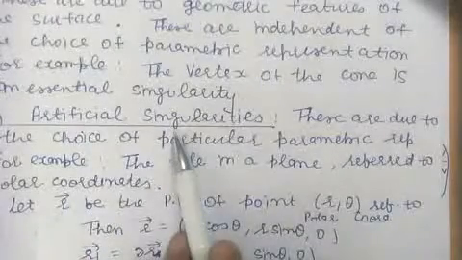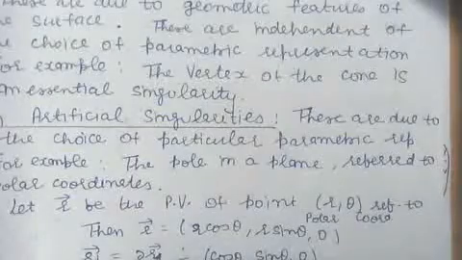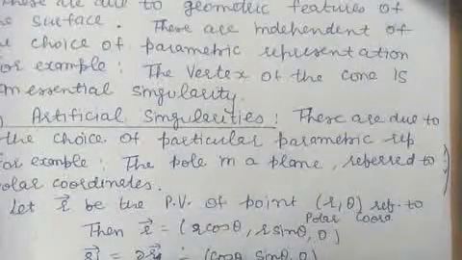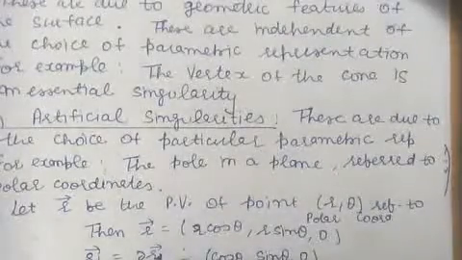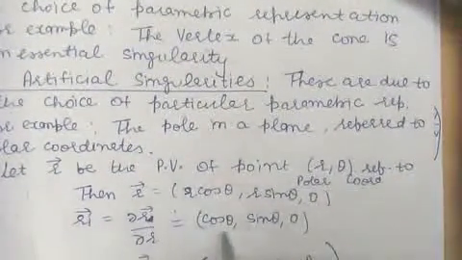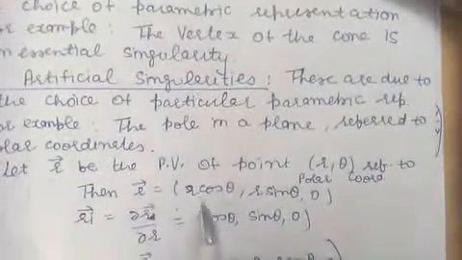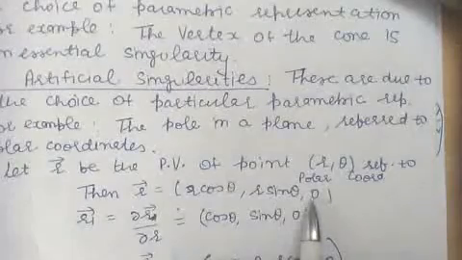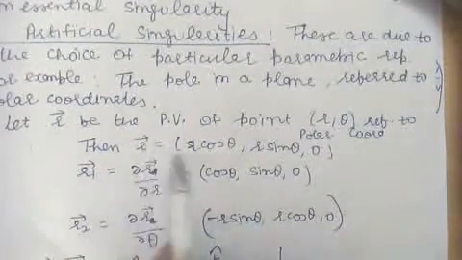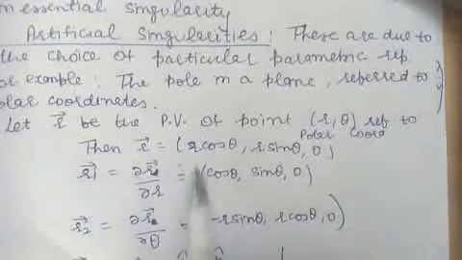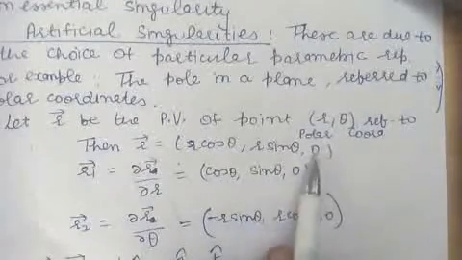artificial singularity. These kinds of singularities are due to the particular parametric representation. For example, let us take the pole in a plane referred to polar coordinates. Let us take a point whose polar coordinates are r and theta. Then the position vector of this point can be written as (r cos theta, r sin theta, 0). Let us find r1 and r2. r1 means the partial derivative of this vector r with respect to r. Now the derivative of r with respect to r is 1, so this will become cos theta, this will become sin theta, and this is 0.